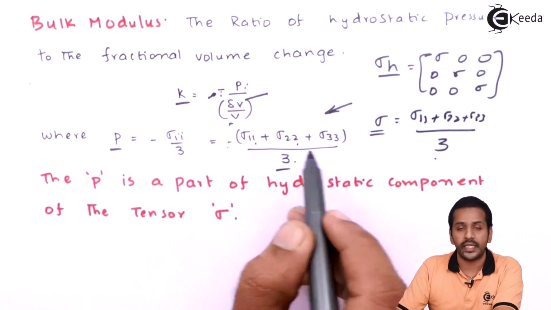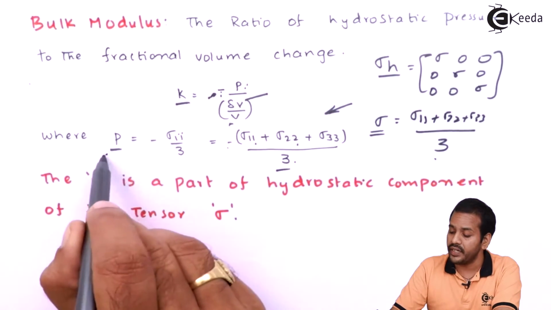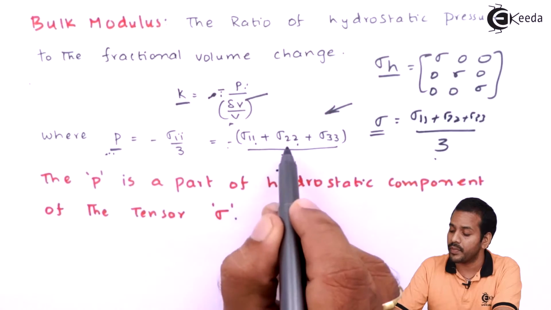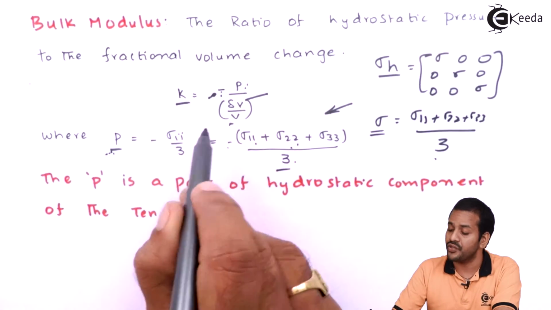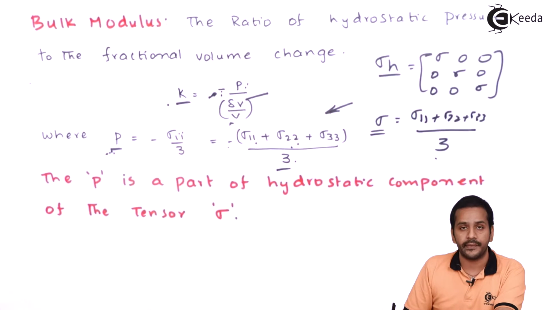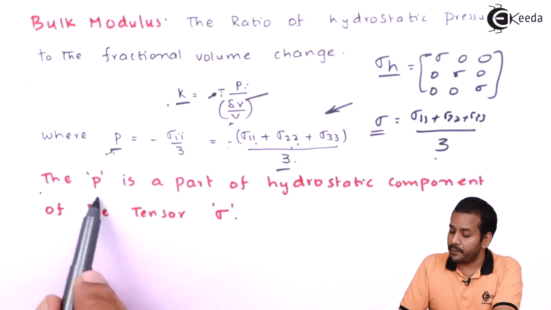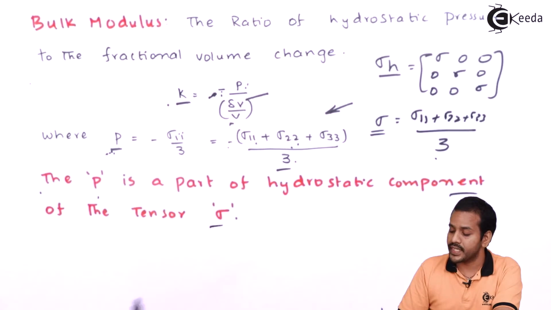So the same thing we are using here. This is the hydrostatic component. This is P equal to minus of sigma 1 plus sigma 2 plus sigma 3 by 3. So the ratio of this P with respect to the fractional change in volume will give us the bulk modulus. So now here P is a part of the hydrostatic component of the tensor sigma.